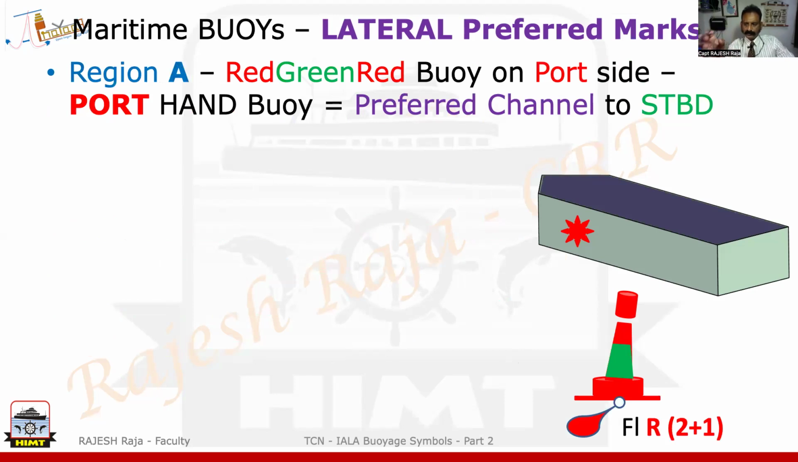I'm again showing you, let the vessel keep moving in this direction. You can see I place the buoy on the port side. So that means it becomes a preferred port hand buoy. Preferred port hand buoy will have majority of red color with a can top mark with a small green band. It will have a flashing red 2+1. This is what exactly I've written on the top also. Red, green, red buoy on my port side, which is called port hand buoy, which means I should choose the starboard channel as a preferred one.